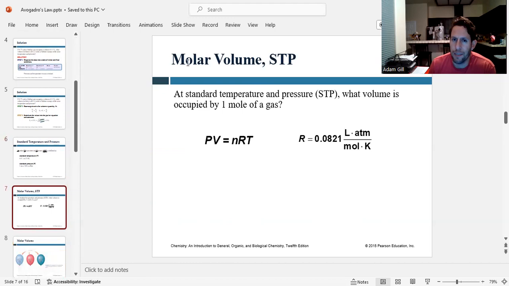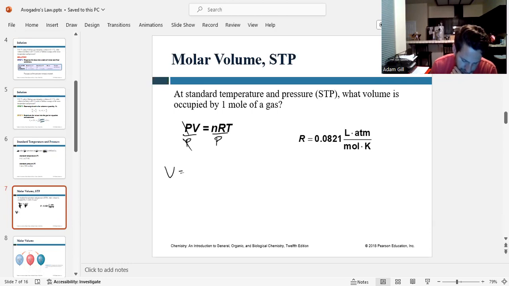And so another concept is molar volume at STP. And 1 mole of gas is always going to occupy a certain volume at a certain temperature and pressure. And for standard temperature and pressure, we can calculate this molar volume. So let's start with the ideal gas law here, PV equals nRT. And we're going to solve for volume. So if I divide both sides by pressure, volume is equal to nRT over P.